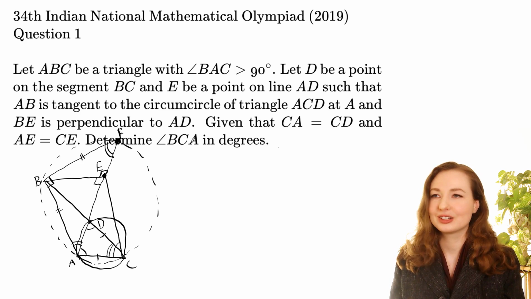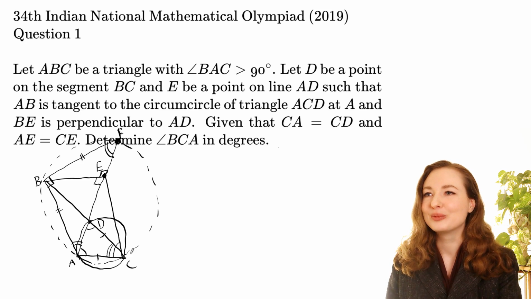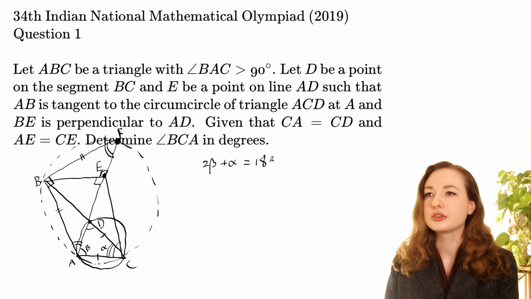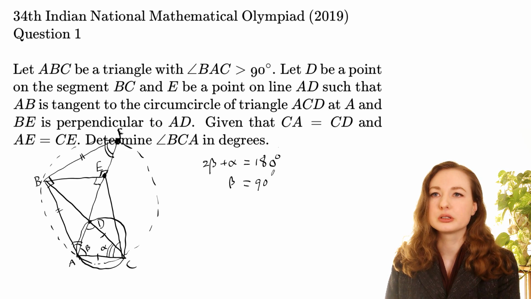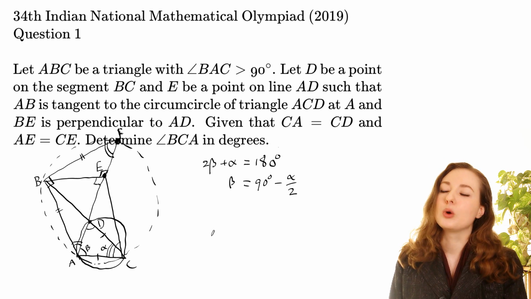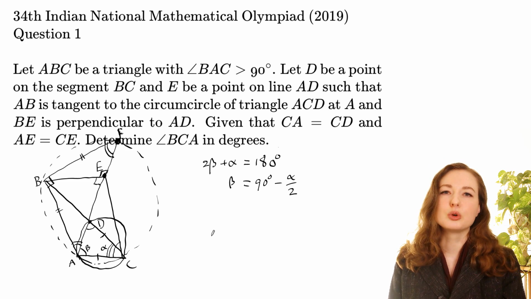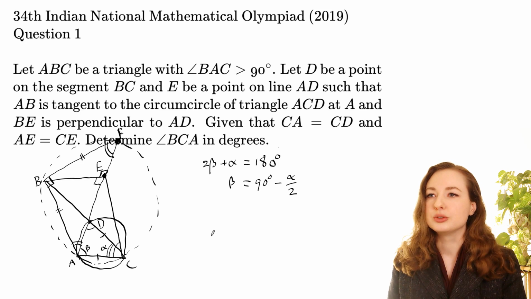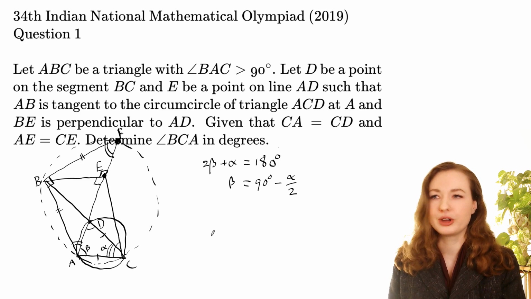Let me show you how I did it. It's just going to get a little bit messy, but that's all right. I'm going to call this one alpha and this one beta. So looking at this triangle, we've got 2 beta plus alpha equals 180 degrees. We can solve that for beta: beta is (90 minus alpha) on 2. Now, my idea was to use sine rule and things like that in a few of these triangles to try to get an equation that we can solve for alpha.